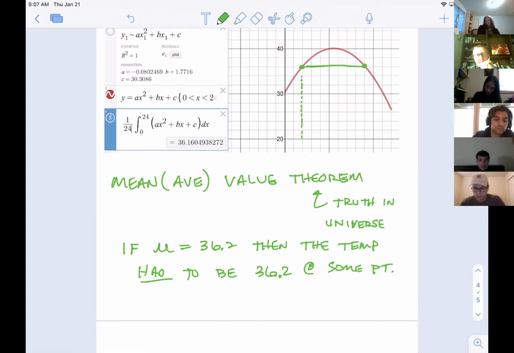Because temperature is continuous, it would have to hit that at some point. And to be an average, wouldn't you have to have temperatures higher than that and temperatures lower than that? And because, as Alicia said, it's continuous, if there was a low temperature of 15 and a high temperature of 80, and it had to climb continuously from 15 to 80, then it obviously had to hit that at some point. That's what the mean value theorem says.